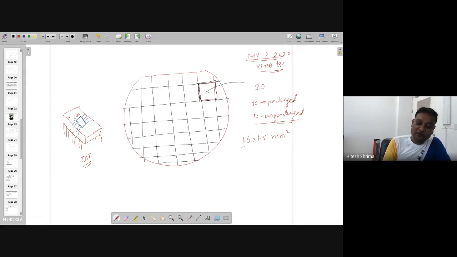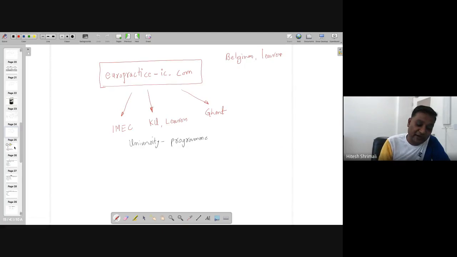If you want to take it for XFAB 180 nanometer technology, it's around 5,000 euro, because they are in Europe. So they're following this, plus some taxes and all these things. So it will be around like 5,200 euro or something like that. So that is what they have started, this Europractice.